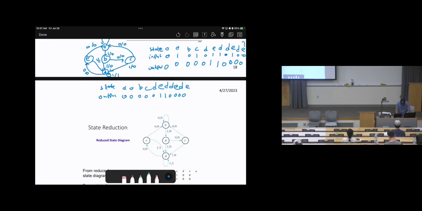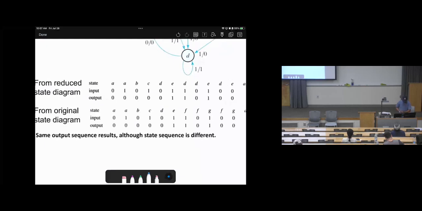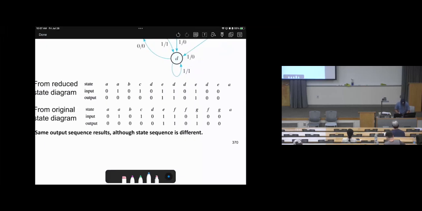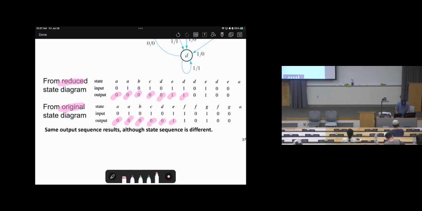Actually, I did the analysis this way here, so this is already written. Look at the output sequence. Let's make a comparison: this is the original, this is the reduced. The outputs are 0, 0, 0, 0, 1, 1, 1, 1, 0, 0, 1, 1, 0, 0, and that's fine. We don't need to worry about it. Then let's look at the states. Is it the same sequence?